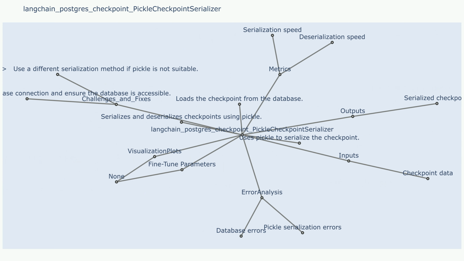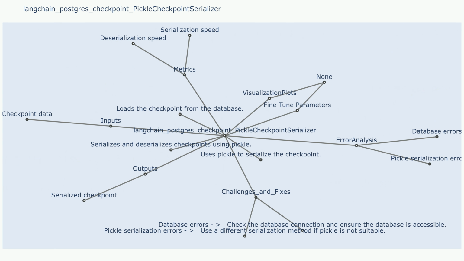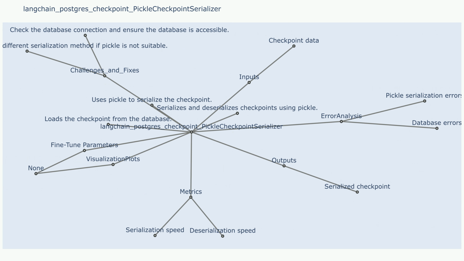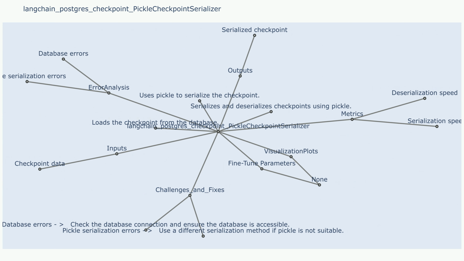Steps: Pickle serialization: the checkpoint data is first serialized using the standard Python Pickle library. This converts the data into a byte stream that can be stored efficiently in the database. Database insertion: the serialized byte stream is then inserted into the specified PostgreSQL table as a new row.